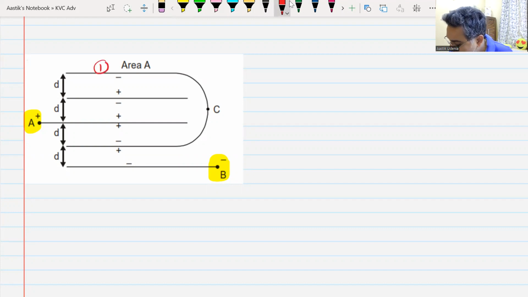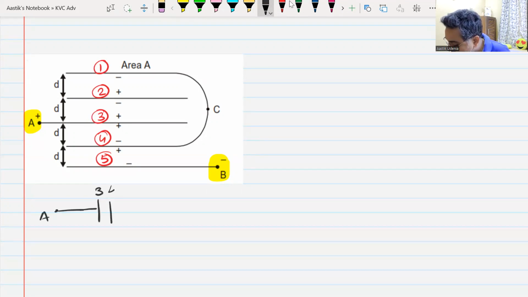Again, 1, 2, 3, 4, 5. 5 plates. I have 4 capacitors. I am going to connect them. Let me start from point A. Point A is connected to plate 3. 3 and 4 make a capacitor. So 3 and 4. And I am done with this yellow capacitor. Do we understand this? Yes, sir.